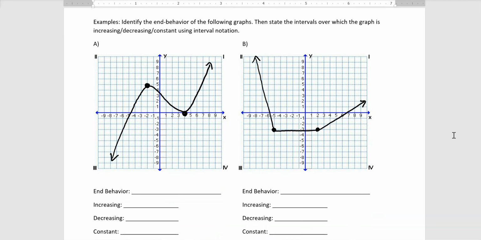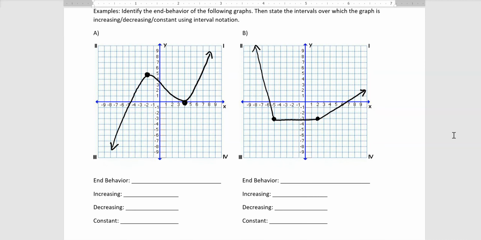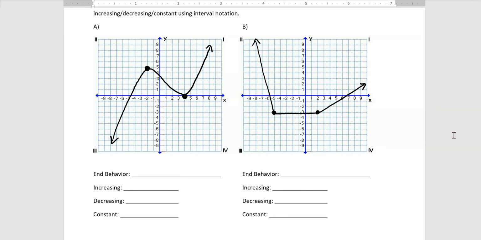So let's try a couple together. Let's look at letter A here. Identify end behavior, and state where it's increasing, decreasing, or constant. So first thing, in end behavior, I can see very clearly that as I go to the left, this graph is going down. As I go to the right, this graph is going up. So this falls to the left, rises to the right. That would be the end behavior here for letter A.